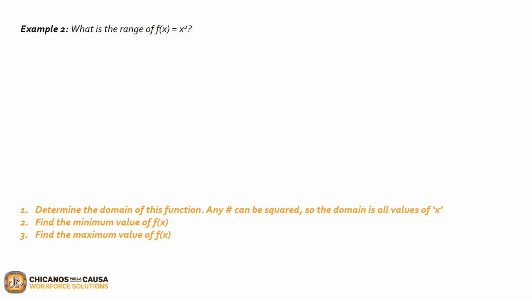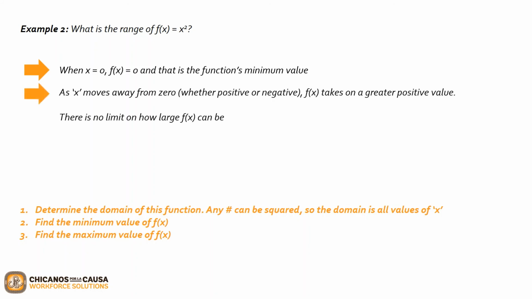And step 3, we're going to find the maximum value of f(x). So when x equals 0, f(x) equals 0, and that is the function's minimum value. So that's the smallest it can be. As x moves away from 0, whether positive or negative, so if we were to put in a -1 or an 8 in there, f(x) takes on a greater positive value. So there is no limit on how large f(x) can be. Thus, the range of f(x) is the numbers greater than or equal to 0.